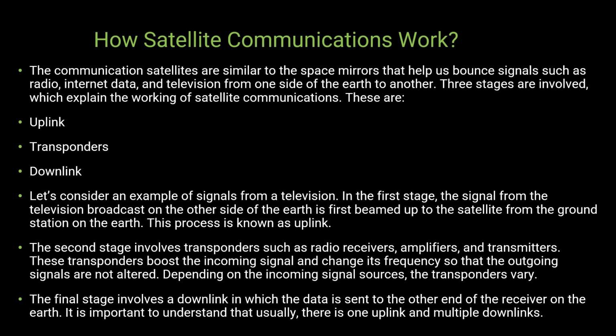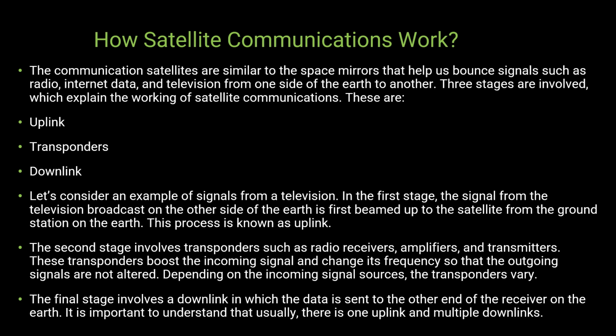How does satellite communication work? Communication satellites are similar to space mirrors that help us bounce signals such as radio, internet data, and television from one side of the earth to another. Three stages are involved, which explain the working of satellite communication: uplink, transponders, and downlink.